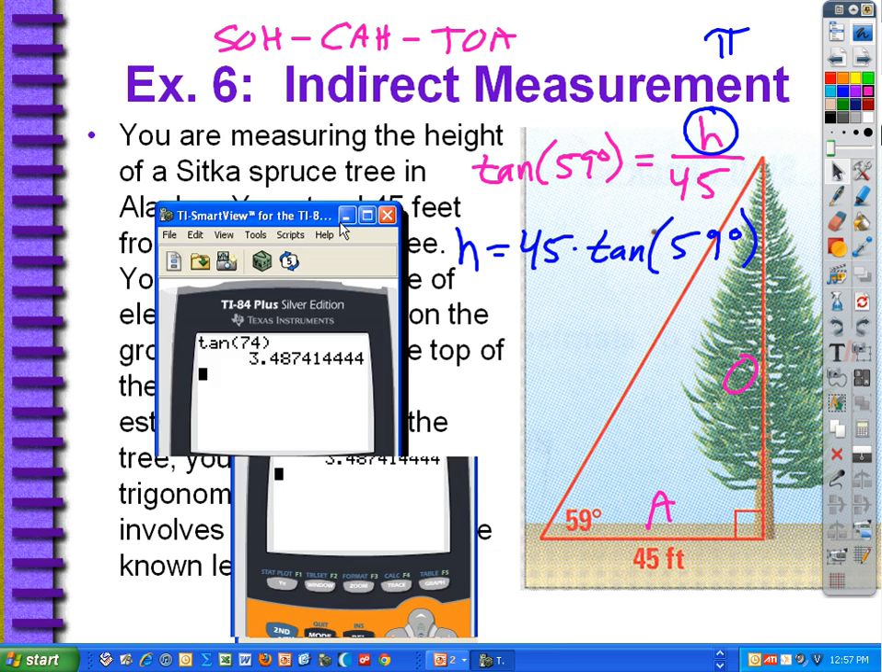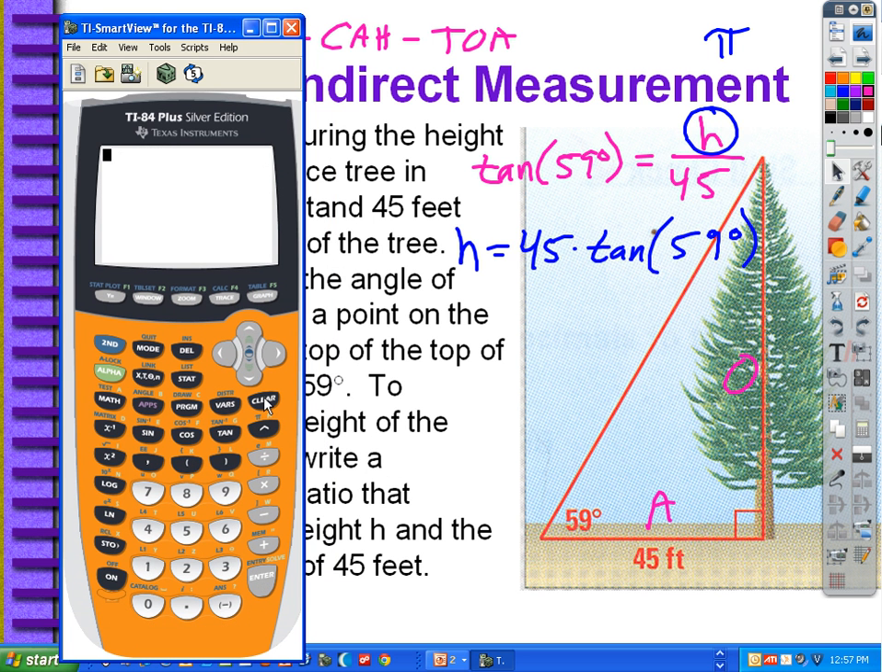So let's figure out what this is then. 45 times tangent 59 is 74.89, so it's about 75 degrees. I mean 75 feet, sorry, not degrees. 75 feet high, that's the height of the tree. Right? That's how we could have done that one problem. Yes, it would have been easier with trig. You're right, it would have been. Yep. Okay. Here's another example.